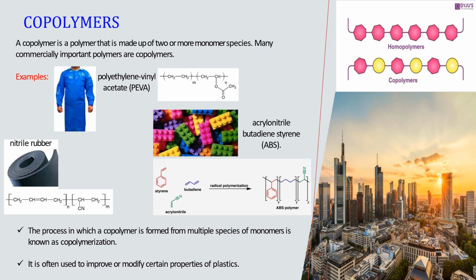a nitrile group. The process in which a copolymer is formed from multiple species of monomer, we call copolymerization. Copolymer is the name and copolymerization is the process name. It is often used to improve or modify certain properties of plastic, because as you can see, styrene will be a bulky, rigid functional group. So the backbone of the polymer will be rigid. If you introduce butadiene or a methylene group, it will be flexible. So if you want to combine those properties, a bit rigid but still flexible, you have to combine those kinds of functional groups or different kinds of monomer species.